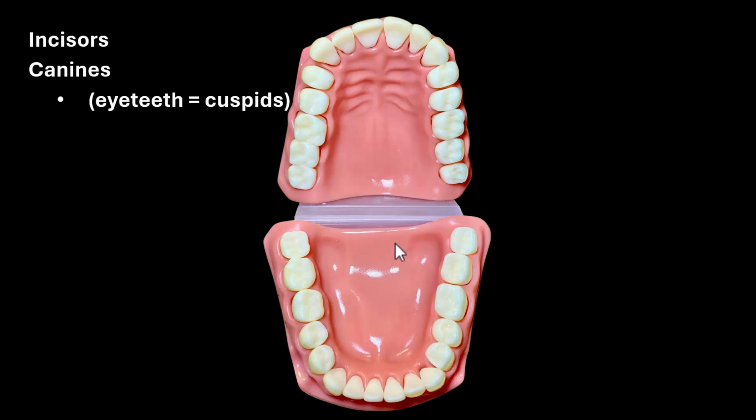With the mouth open, once again, here are the incisors, here are the canines, here are the premolars, and the molars. Again, on the lower teeth, the incisors, the canines, the premolars, and then the molars.